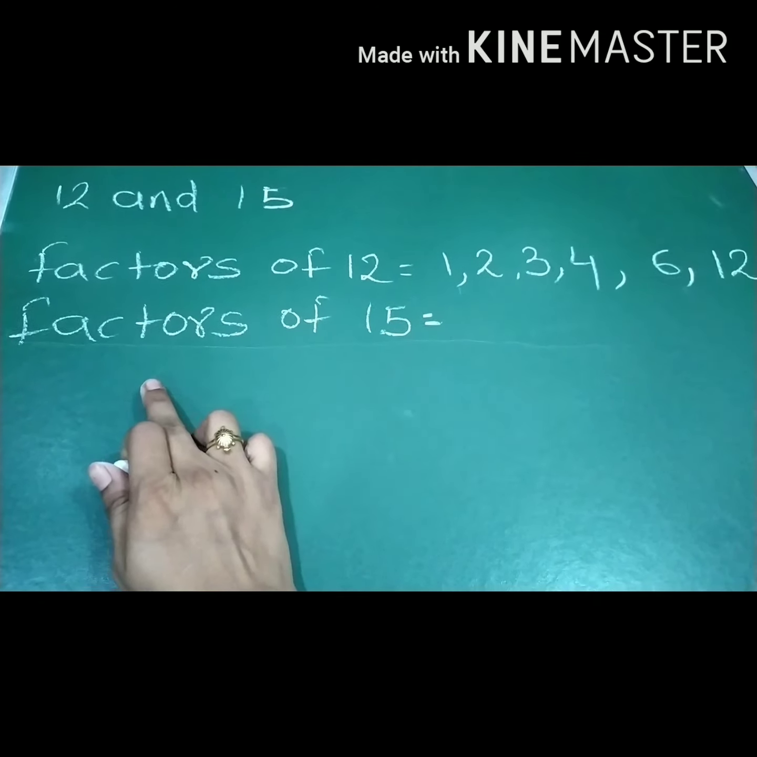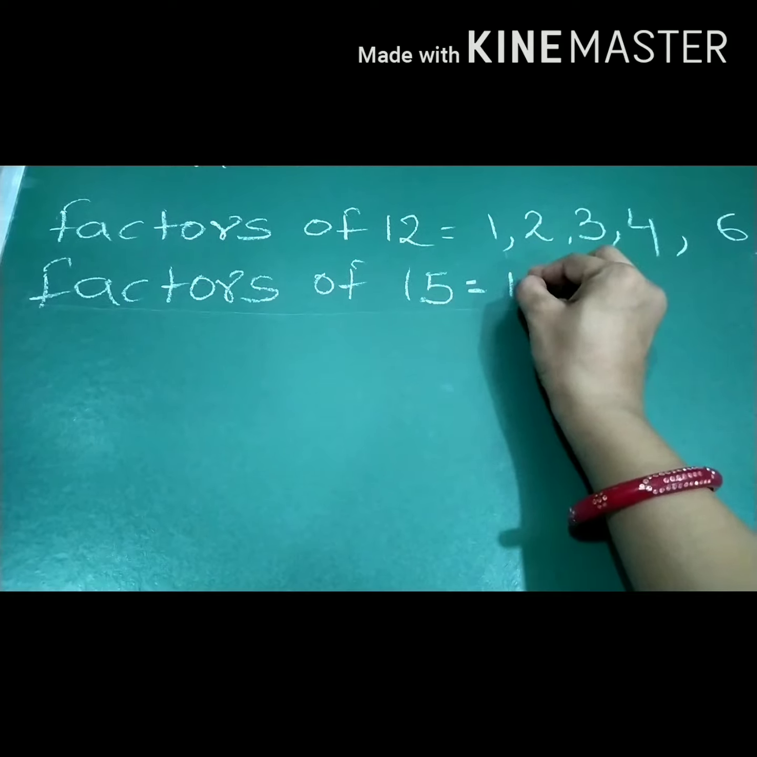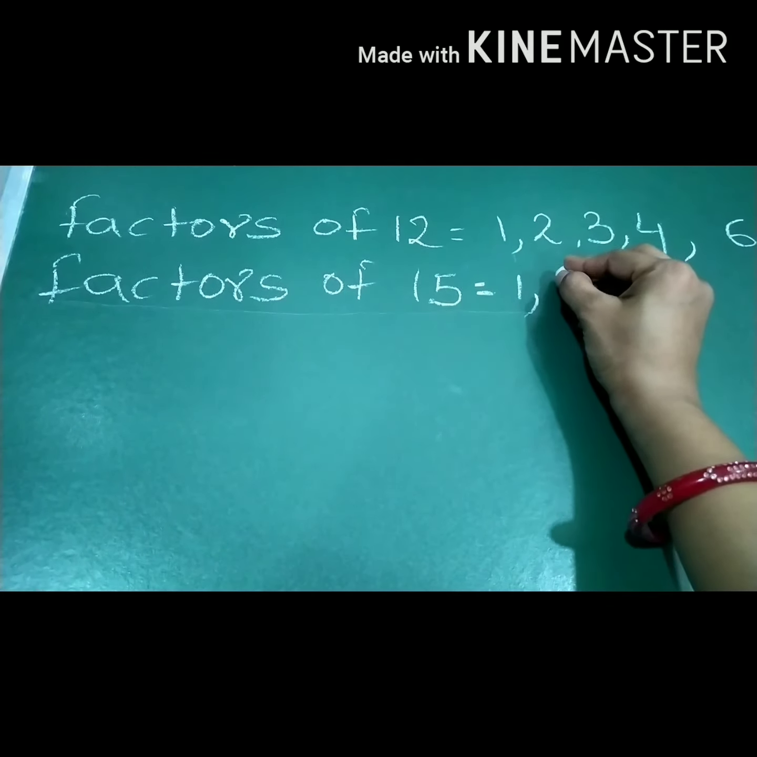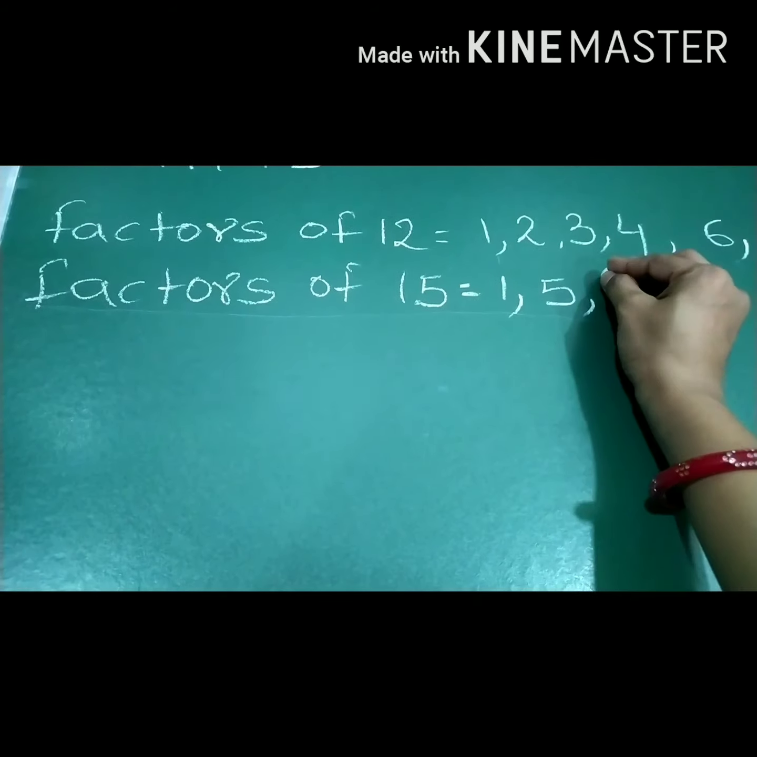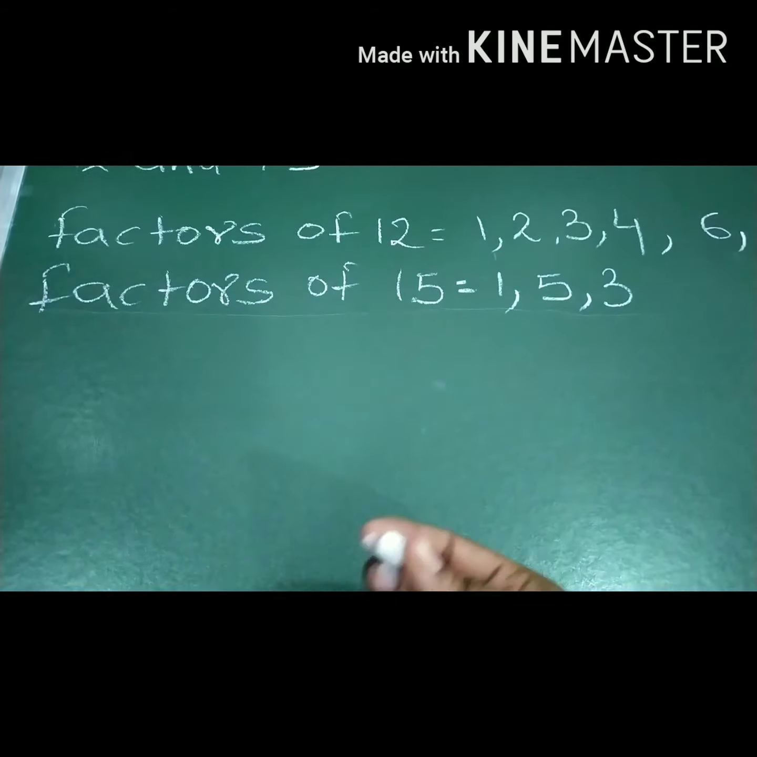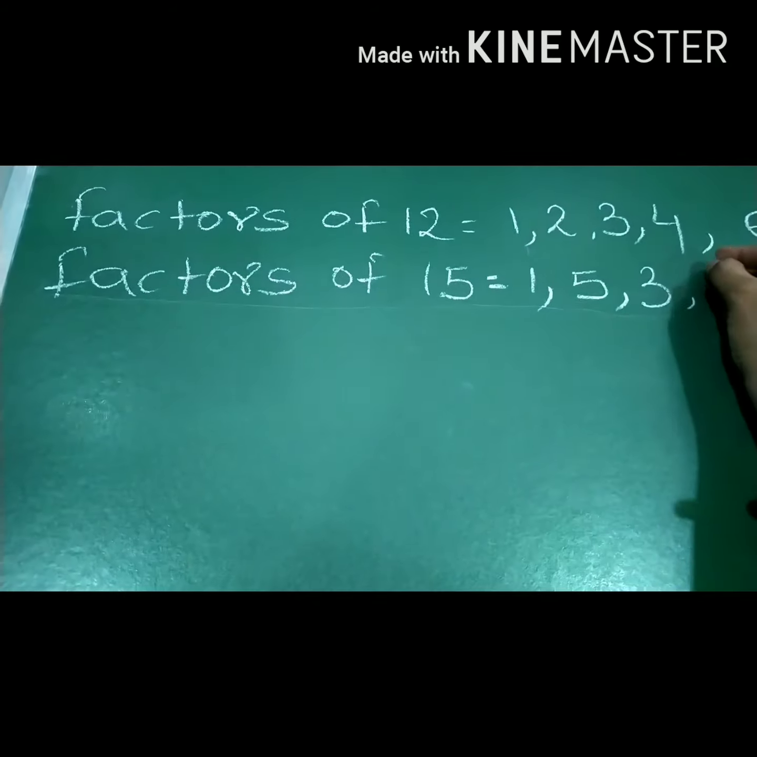Now go for the factors of 15. So 1. Then in the table of 5, 5 3s are 15. So 5 and 3 both you have to write. And at last 15.